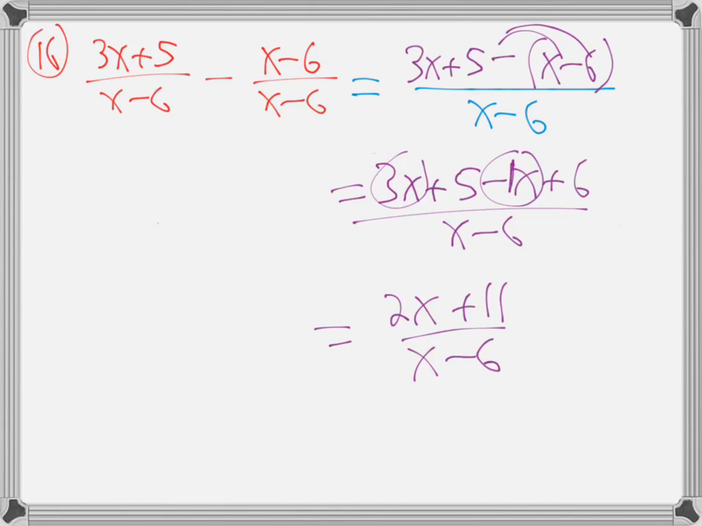Are we good there? So watch out for that. It's a really easy mistake to make. When you have subtraction in the middle, it has to distribute to both of those. You good there? All right.